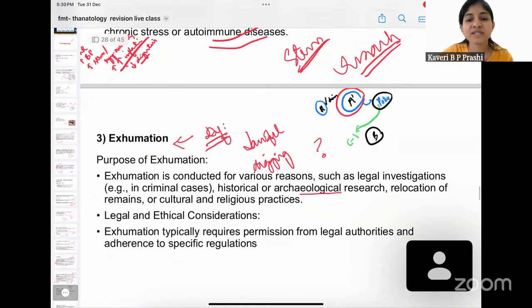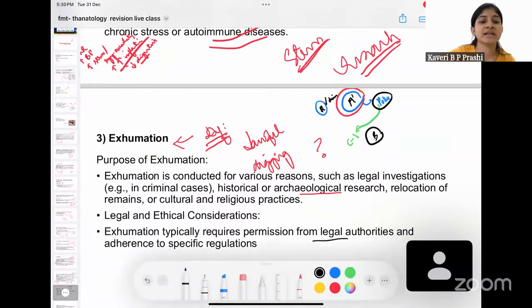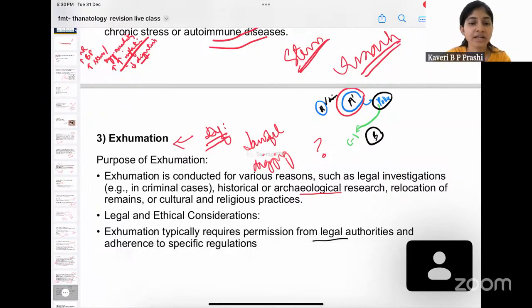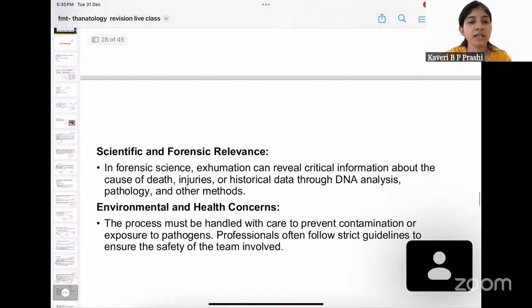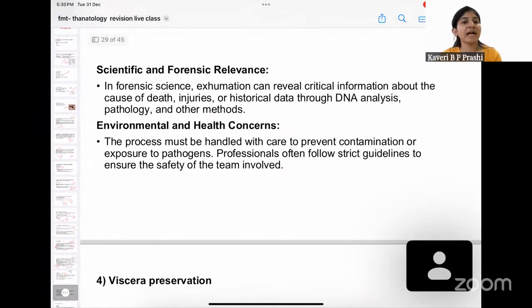Exhumation typically requires permission from the legal authorities and adherence to specific regulations. So always, as I told you, it is lawful digging. Lawful means the person who is digging has taken permission. So it is lawfully done. Got it? Now, what is the scientific and forensic relevance for the same?